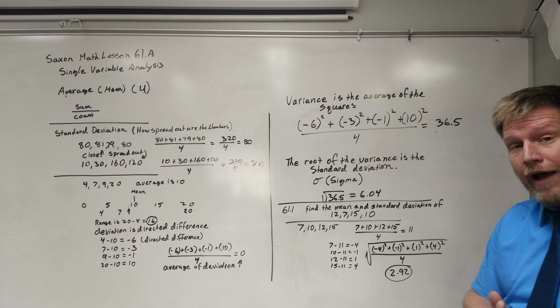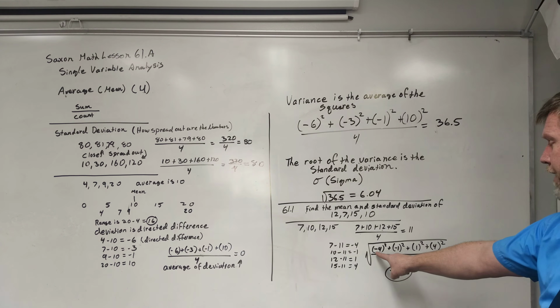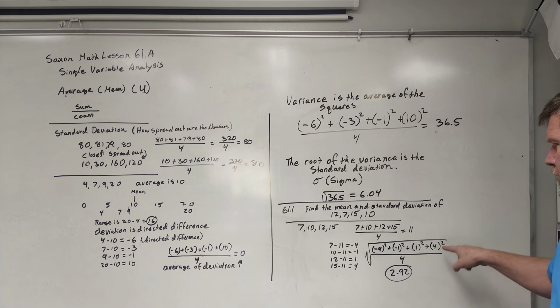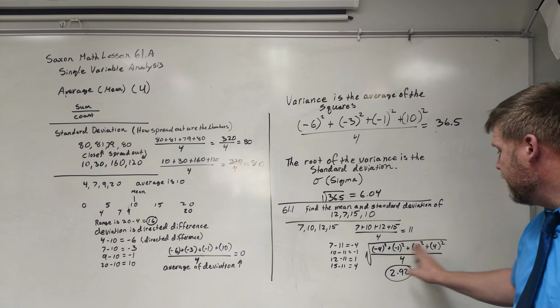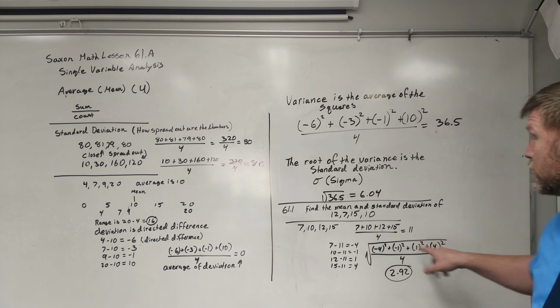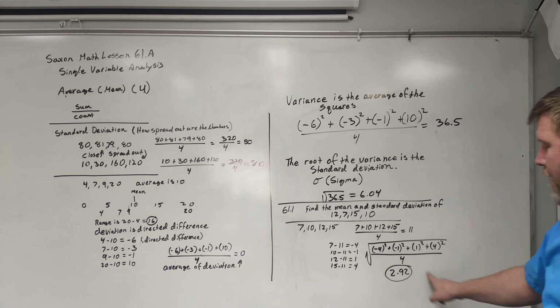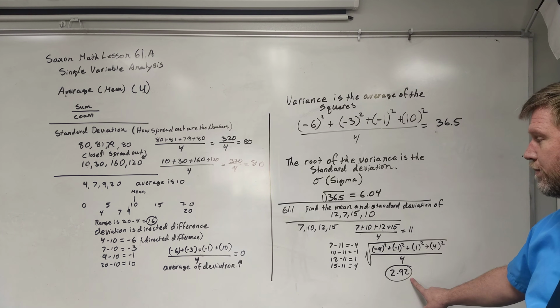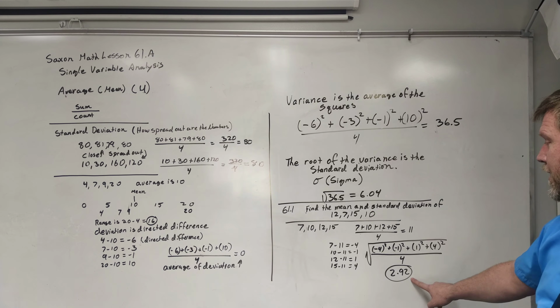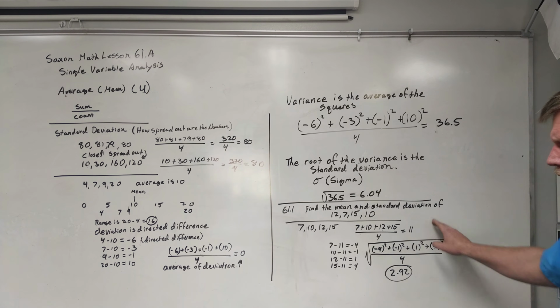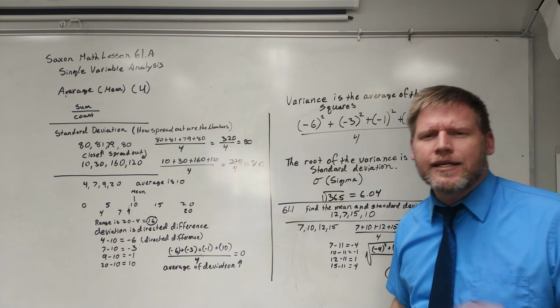Okay? So the ones that are further apart become more weighted. The ones that are closer have less weight, and I'm going to say -4 squared plus -1 squared plus 1 squared plus 4 squared, and I'm going to add them all up, divide by 4, take the square root, so I'm doing all this in one step, and I get a standard deviation of 2.92 and a mean of 11, and there's the answers for 61.1. And it really is that simple.